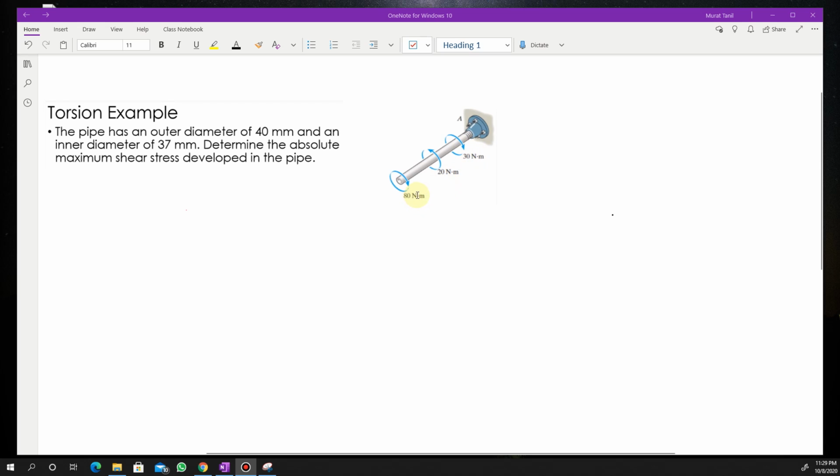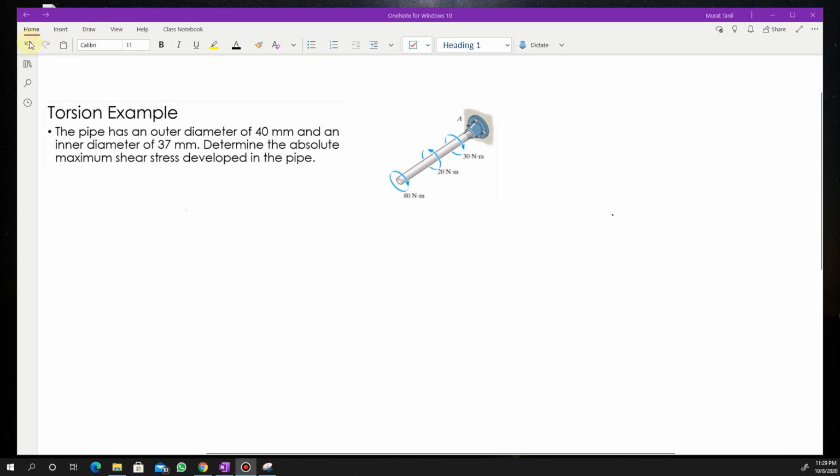So, in order to determine the maximum shear stress developed in this pipe, first we need to determine the maximum applied torque. To do that, we have to cut sections along the pipe. One right here, between 80 Newton and 20 Newton. And then the other one is going to be here. And the next one right there. So we need 3 different cuts.